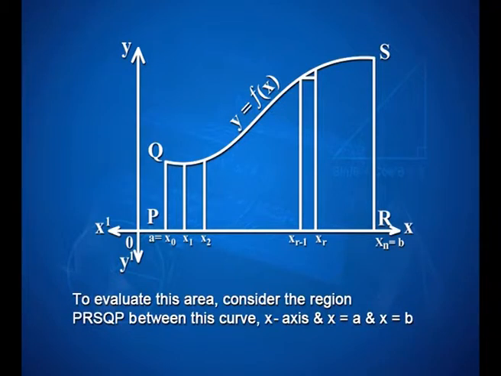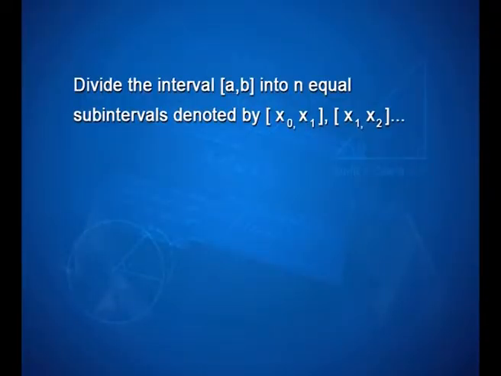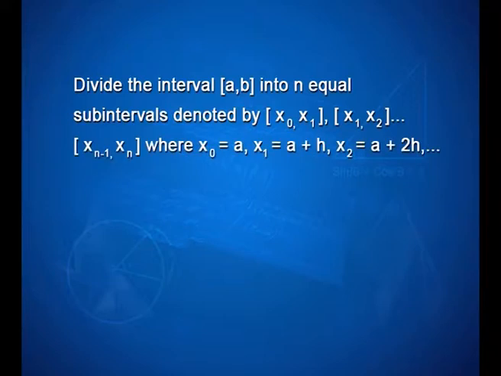To evaluate this area, consider the region PRSQP between this curve, x axis and x equal to a and x equal to b. Divide the interval [a, b] into n equal subintervals denoted by [x0, x1], [x1, x2], ..., [x(n-1), xn], where x0 is equal to a, x1 is equal to a plus h, x2 is equal to a plus 2h, xn is equal to b, that is equal to a plus nh, or n is equal to (b minus a) upon h.